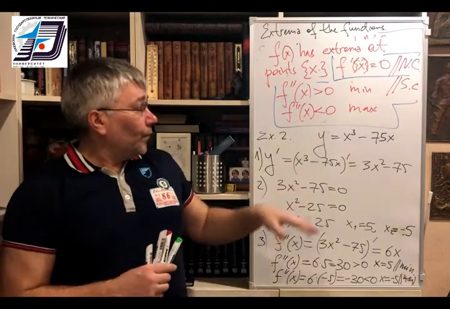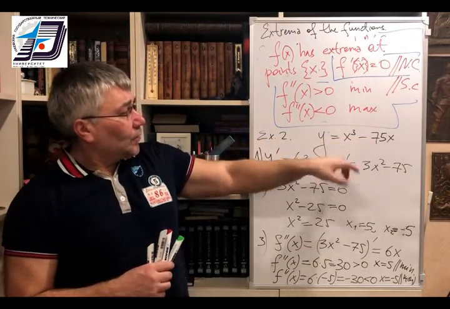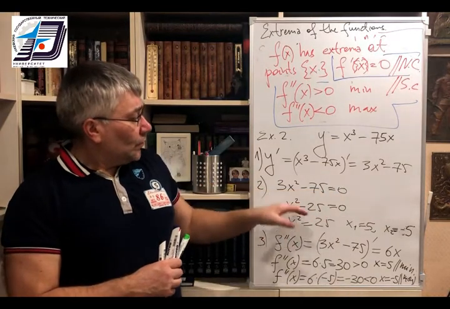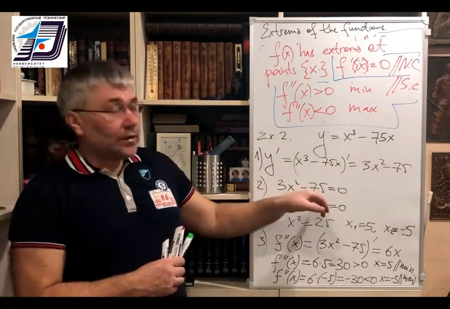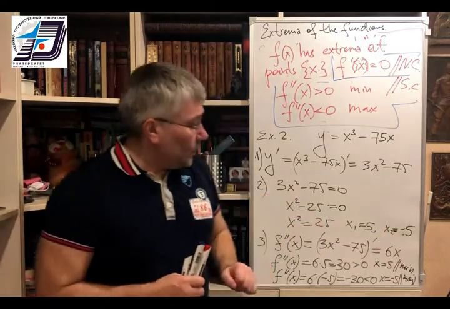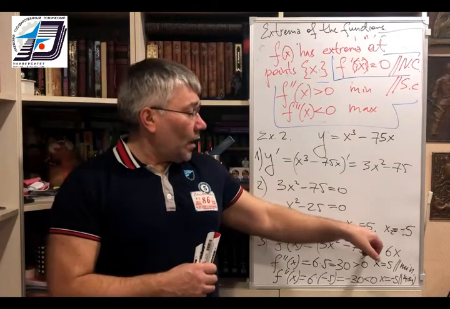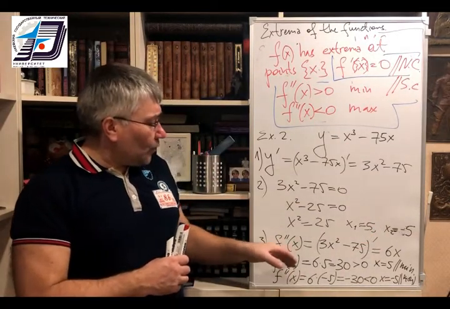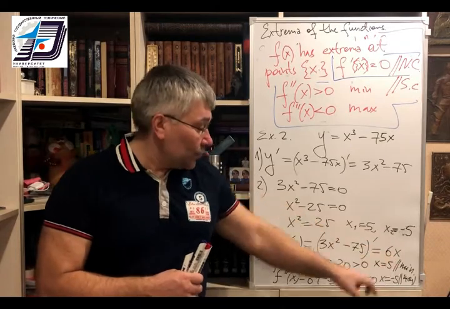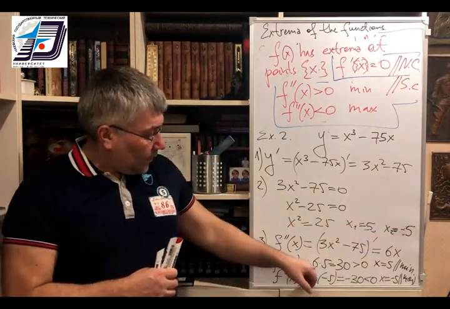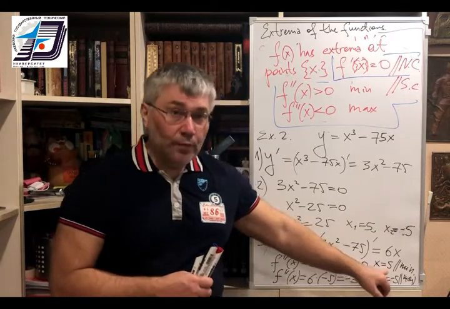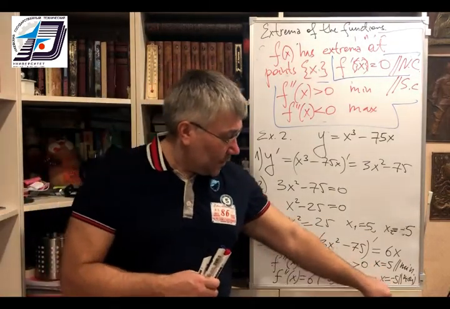So once more: to define the extrema of the function, I have to calculate the first derivative, set it equal to 0, and define x's. So calculate the roots of the equation, I define two of them. And if I want to know are they maximum or minimum, I have to calculate the second derivative and check its sign at two given points. For x equals 5 it is positive, so it is a minimum, and for minus 5 it is negative, so it is a maximum point.